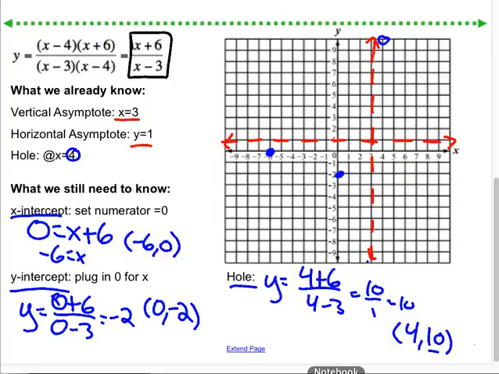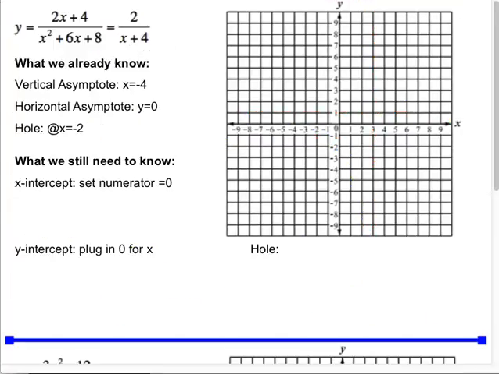But now that I have it right, now I can connect it up and I'll have my function. All right, let's move on to our next one. So here, what we already know is that we have a vertical asymptote at x equals negative 4 and a horizontal one at x equals 0. And then we'll come back to that hole in just a moment.